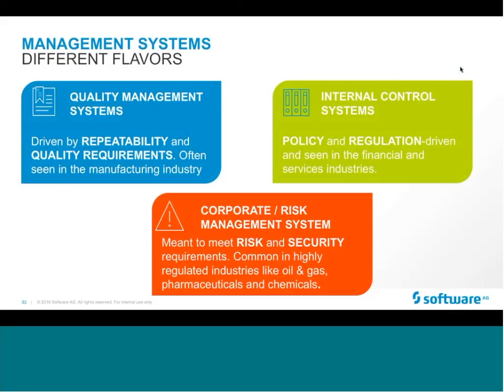And we call it an enterprise management system because a quality management system has specific connotations in specific sectors. In some industries, it's called an internal control system. Others call it a corporate or a risk management system. And some industries actually talk about a quality management system.